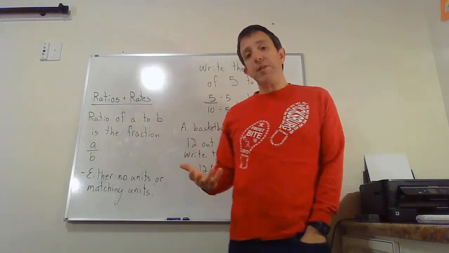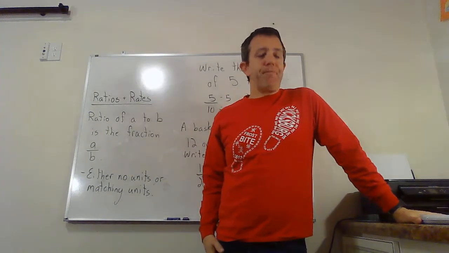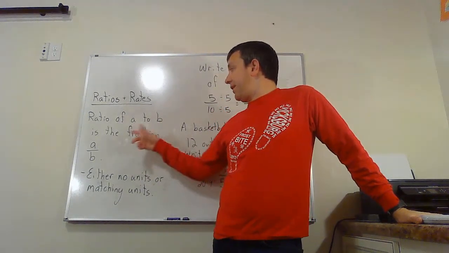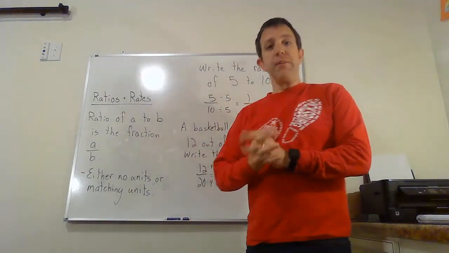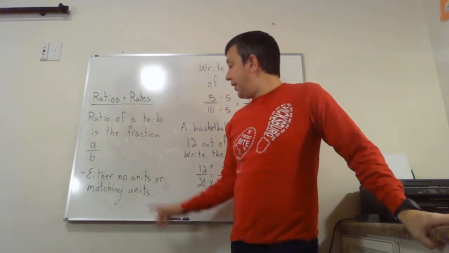So we're going to start with ratios, we'll finish up with rates and what are called unit rates here in just a little bit. But let's get started. The ratio of A to B is just the fraction A over B. So fractions are back. If you don't like fractions, I'm really sorry, but they just keep coming back.